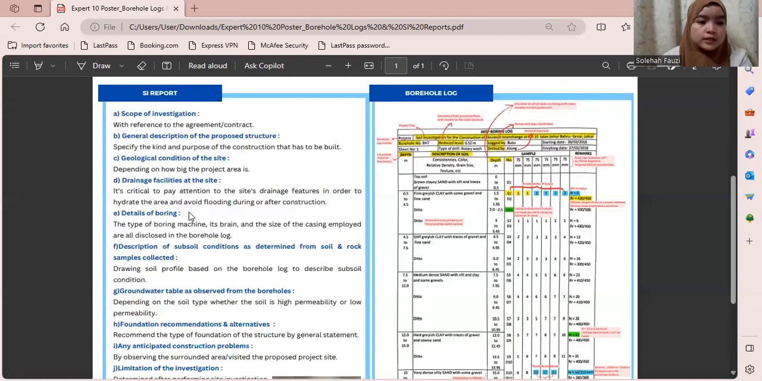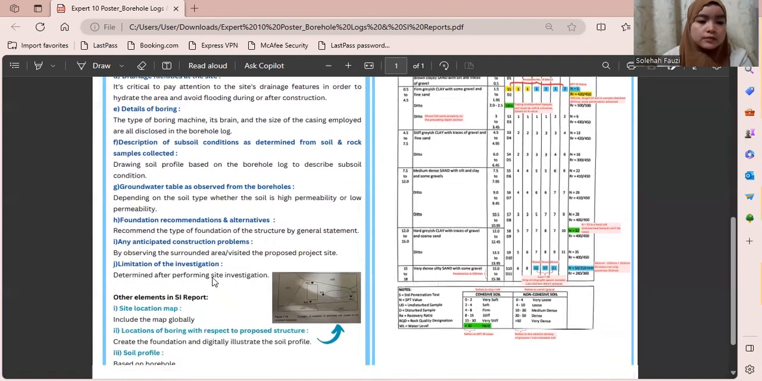Next one is the details of boring, which refers to the borehole log to get information such as the type of boring machines, range of machines, and size of casing used during drilling. Six is the description of subsoil conditions as determined from soil and rock samples collected. This shows the importance of drawing a subsoil profile based on the borehole log to describe subsoil conditions.